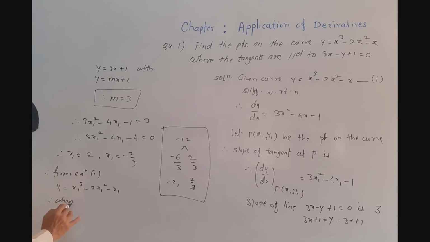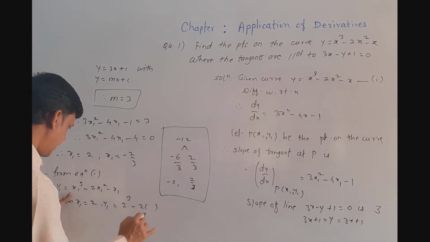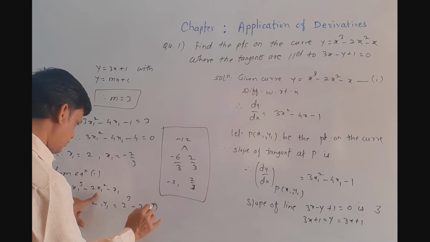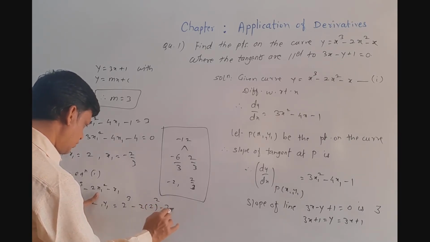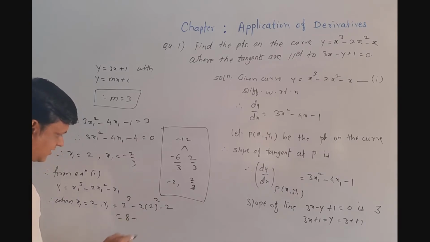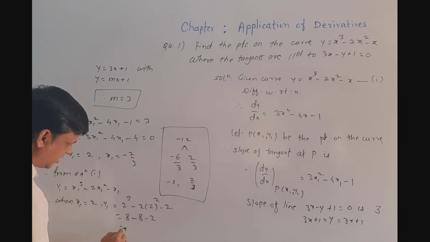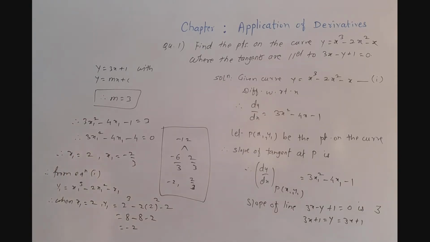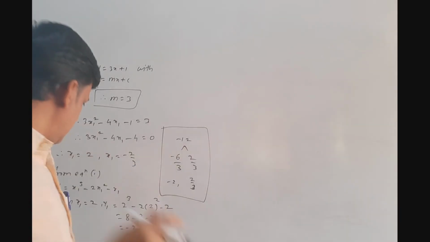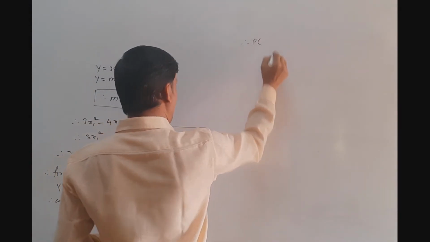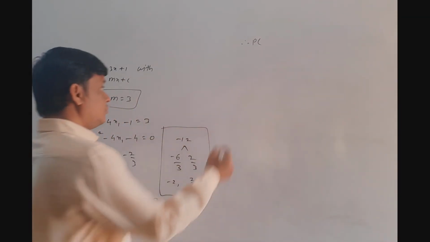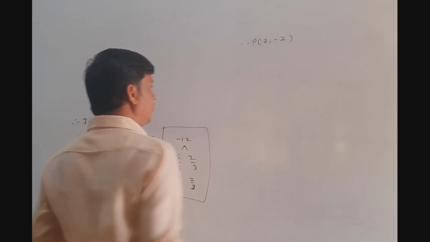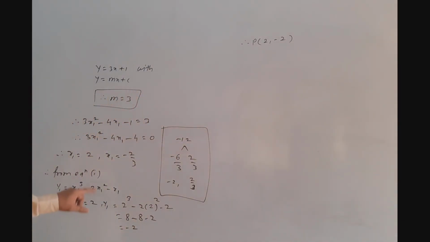Therefore when x1 is equal to 2, we get y1 is equal to 2 cube minus 2 into 2 square minus 2. So 2 cube is 8 minus 8 minus 2, which is equal to minus 2. Therefore first point we get, therefore P of (2, minus 2). Now we have to find another point. So for that we have to take x1 equals minus 2 by 3.